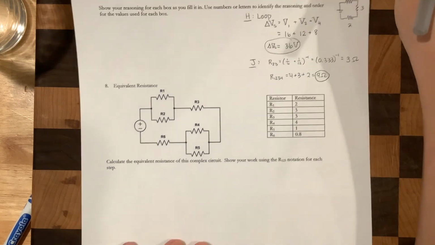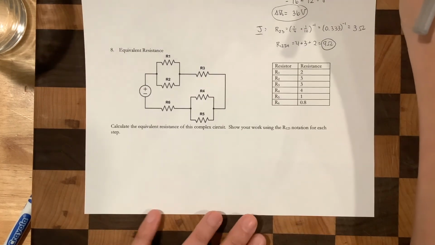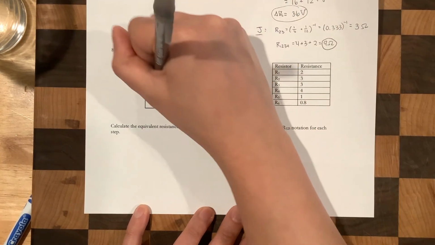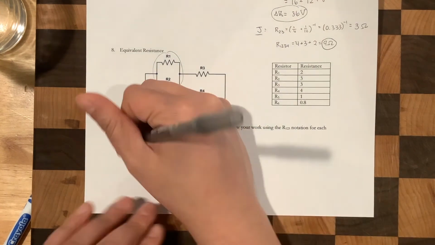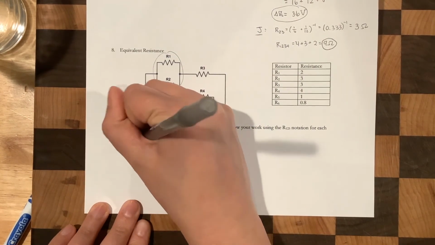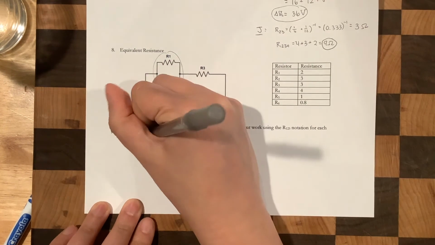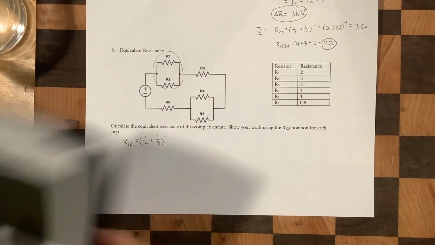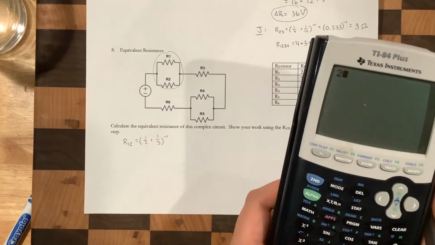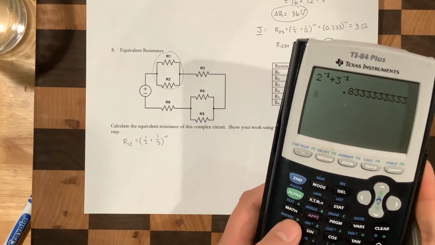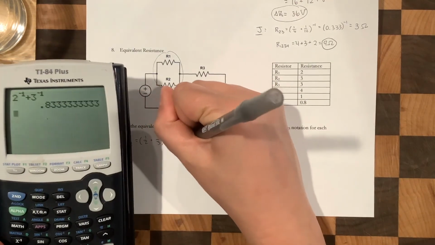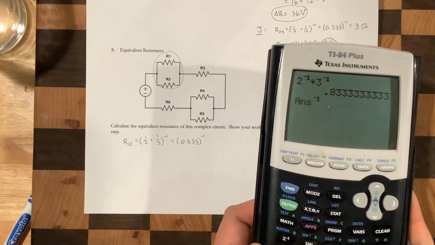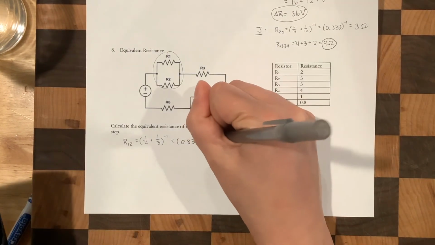Okay, so now we're to equivalent resistance. And you actually just saw me do one, so I'll show you one more. R1 and R2 are in parallel. So I'm going to deal with them first. R1 and R2, that's 1/2 plus 1/3, all inverse. In my calculator, that looks like 2 inverse plus 3 inverse. All inverse to be 1.2.